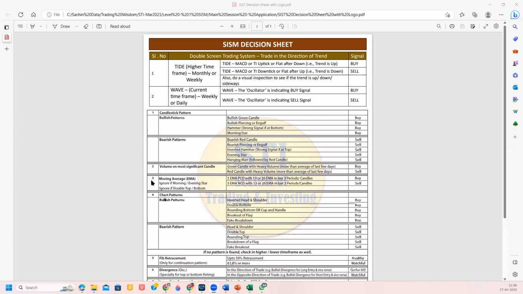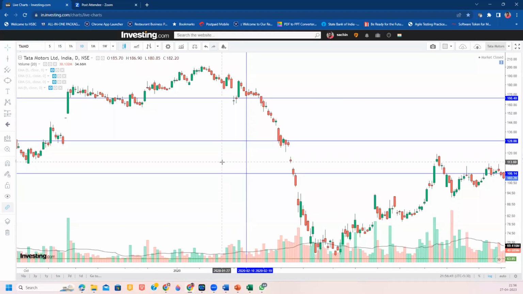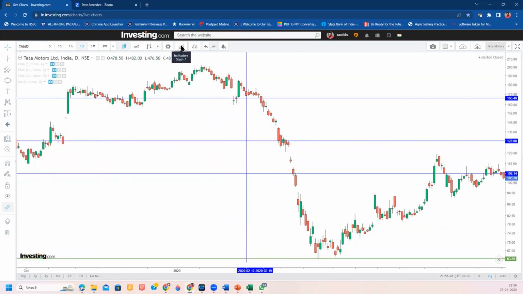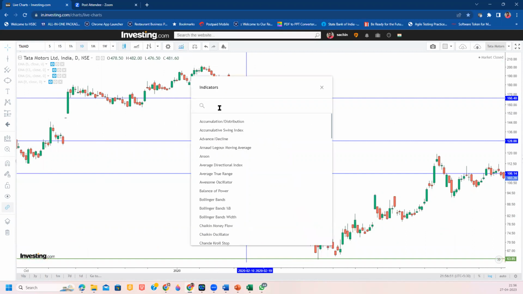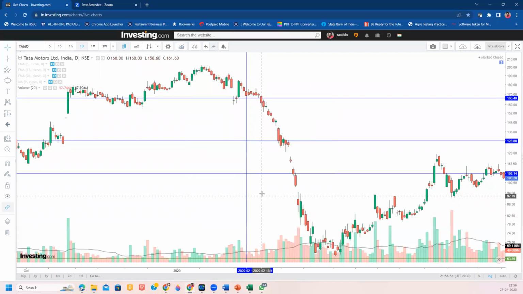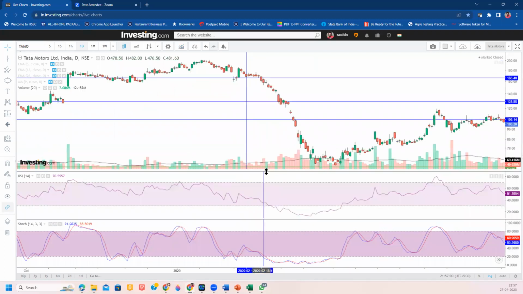So from the volume perspective, we need to look at the volume on that particular candle. There are two ways to look at the volume. First of all, if the volume indicator is not added, we need to go to the indicator toolbar and add the volume. Once volume is added, we need to see how the volume is on that particular candle. This is the daily time frame.